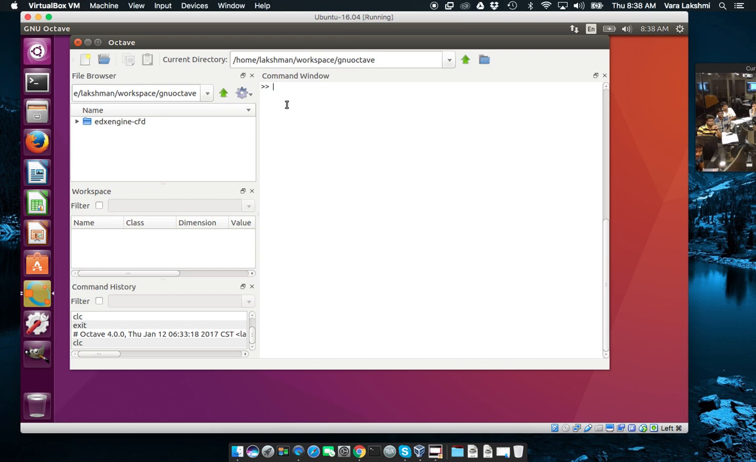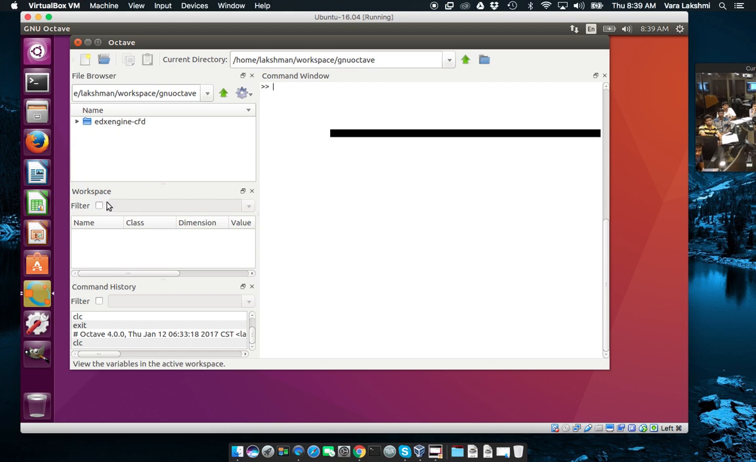This is the command window where I am actually typing the commands. And here, just like in Windows you have the address bar, the file explorer bar, same thing, it says which directory you are in, the current directory. And this is the file browser, same as in Windows, on the left-hand side. I am currently present in the folder GNU Octave, and inside that I have a folder called EDX engine-CFD.